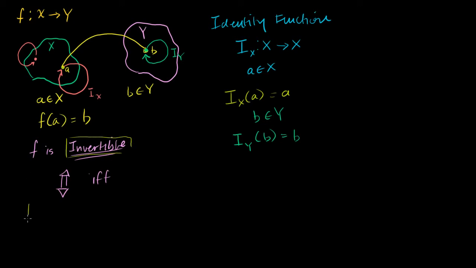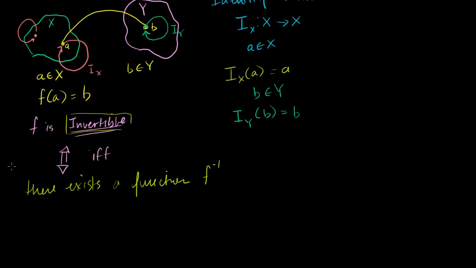f is invertible if and only if there exists a function, I'll call it something in a second, and I'll write it as f with a -1 superscript on it. So f is invertible if and only if there exists a function f inverse such that if I apply f, remember f is just a mapping from x to y.